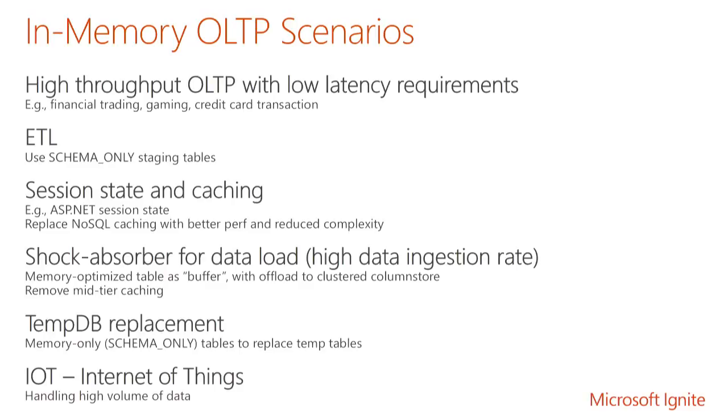I don't think I'll be able to go through all of them, but let me go through as many as possible. I'm definitely going to spend some time on TempDB because I'm really excited about that point, right? So the scenarios are high OLTP throughput, low latency, ETL, session state, shock absorber, TempDB replacement, and IoT, which is the Internet of Things, those kinds of scenarios. All those things, we have customers for each of those scenarios, okay?